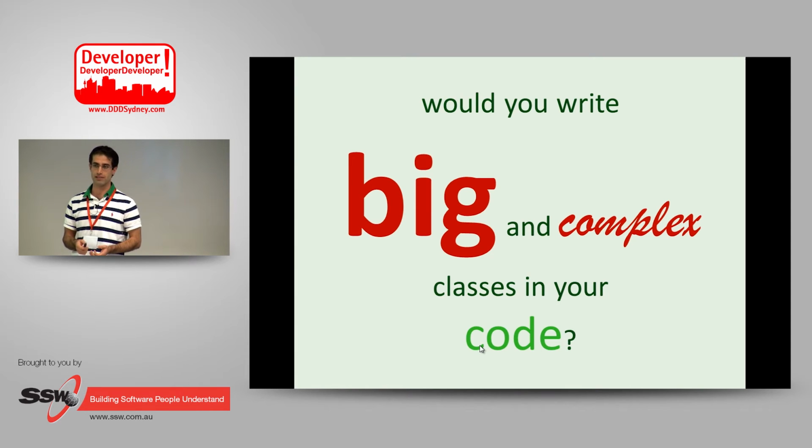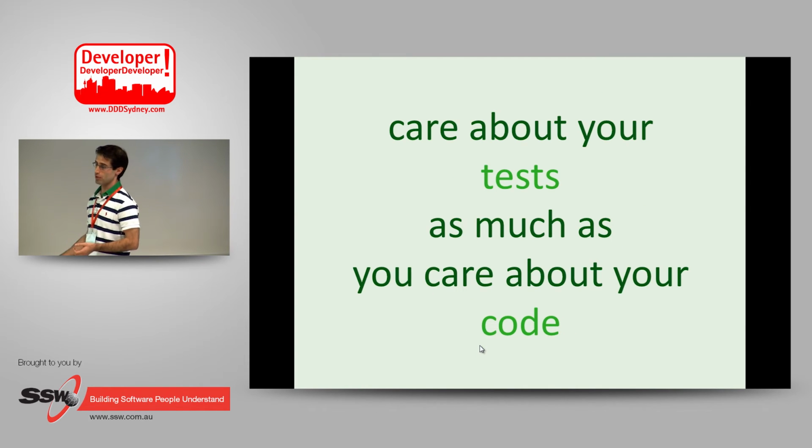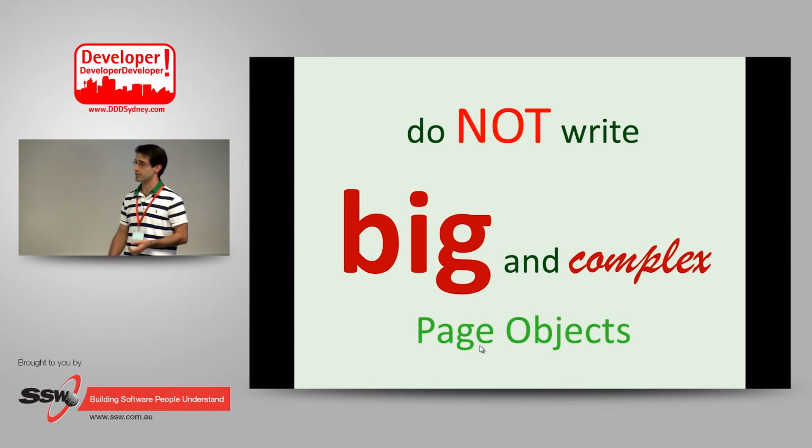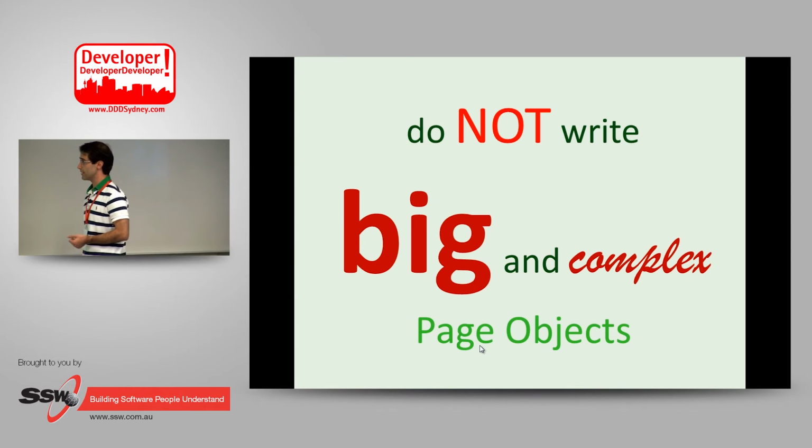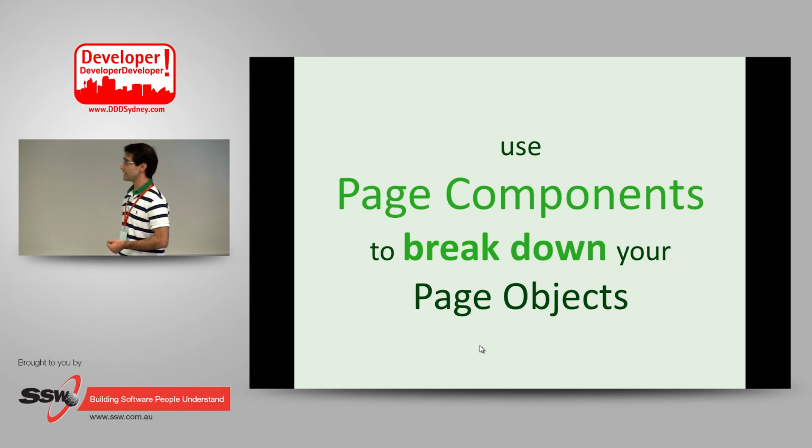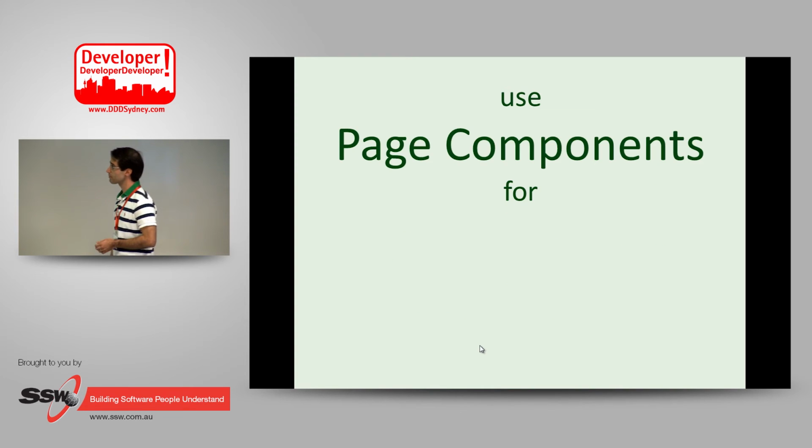The other benefit is that if something changes, you've got one modular, small place that you can change. And the same goes for your test. You have to care about it the same. So if you've got big and complex page objects, then you're perhaps doing something wrong. Break it down using page components. A page component is another pattern which is exactly the same as a page object, except that it only contains a small component of your system.